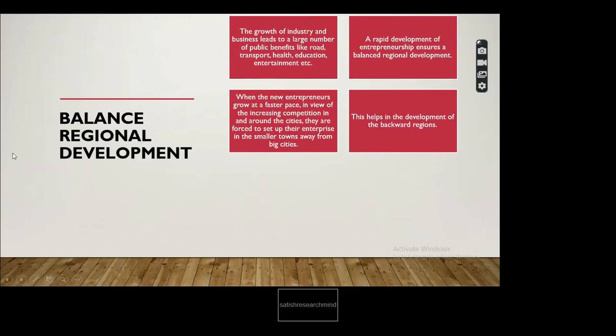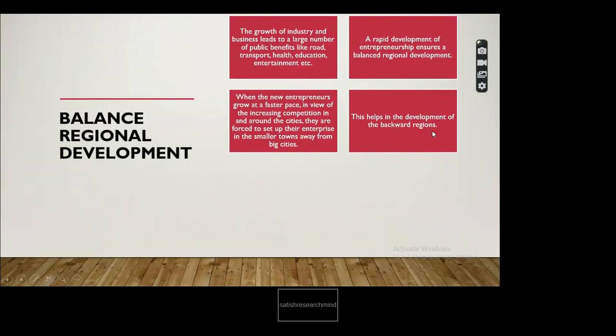Please try to understand here, all MBA students. The balance of regional development can be helped more only by entrepreneurship. Small towns will become big cities. Big cities will never become small. Please try to understand that this is a very important role of entrepreneurship: balancing regional development. This helps in the development of backward regions also.